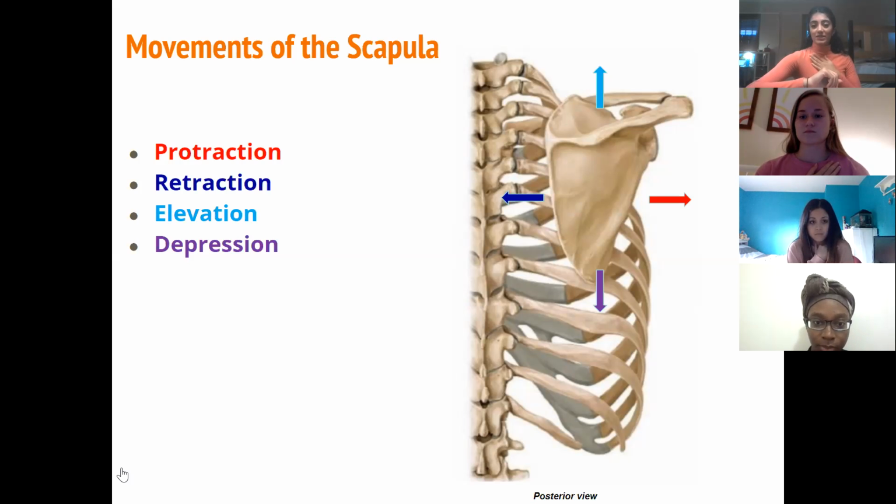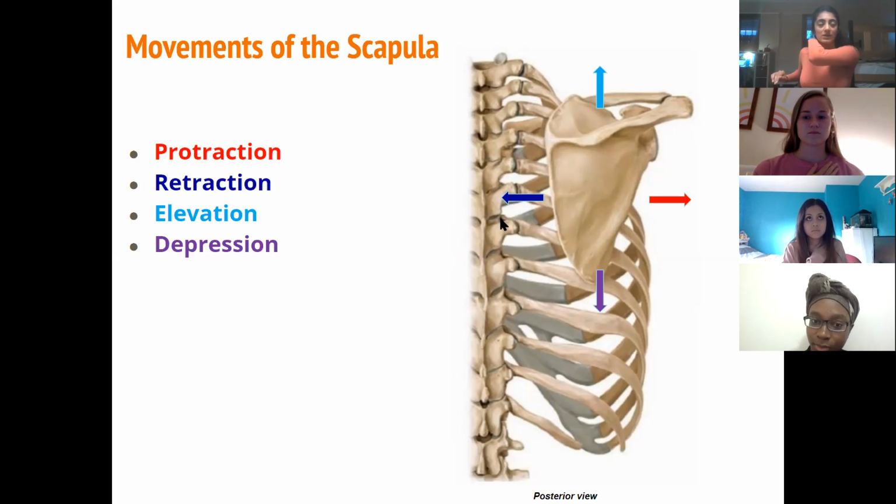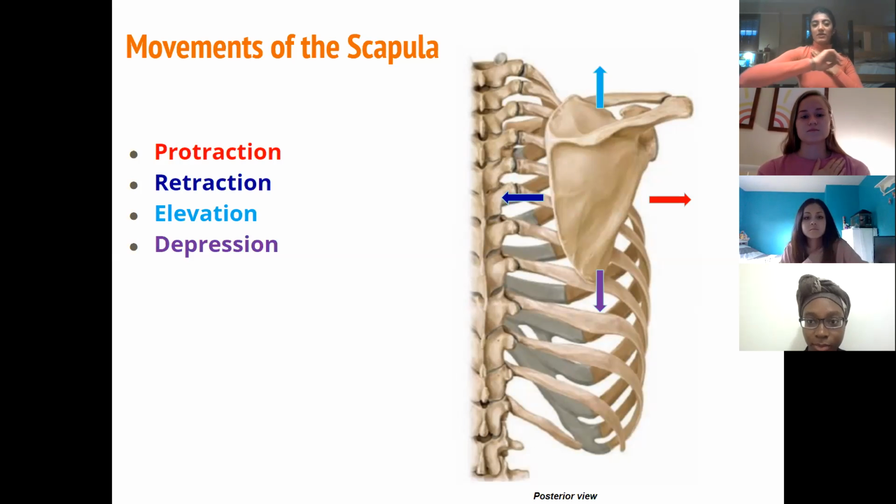Now, if we retract, we're going to go backwards, and our scapula is actually going to move medially, and that's why in this picture we see this arrow going towards our spine. So if we go backwards, and we felt our clavicle move backwards, our scapula also moved backwards and closer to our spine and our back. Okay, everyone felt that? And then we have elevation and depression.